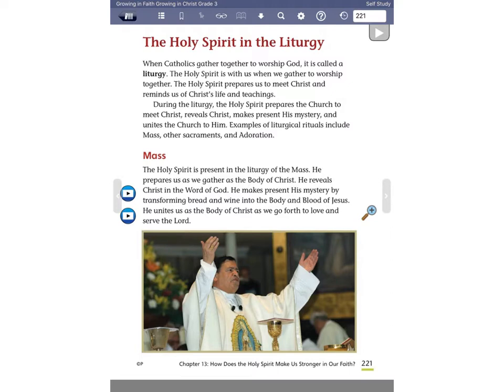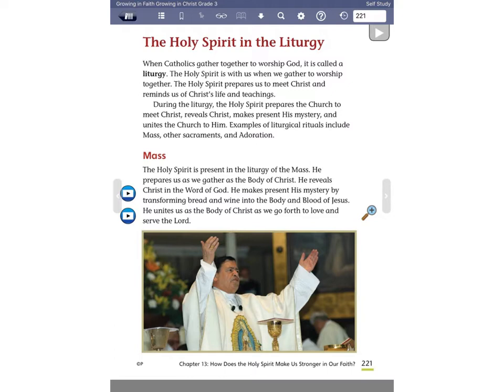So as I mentioned before, Mass is one of the most important liturgies of the Church. Why do you think that's the case? There are a couple reasons why Mass is so important. It includes the celebration of the Eucharist, and we gather as a community and we publicly share our faith.